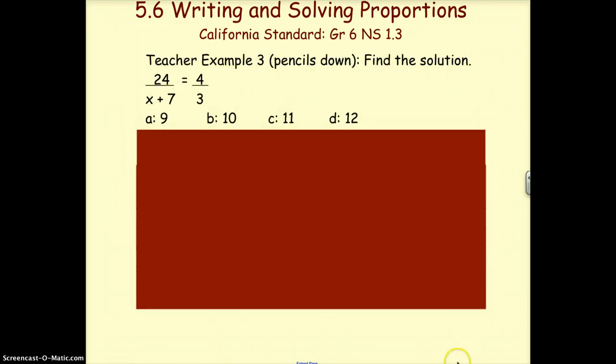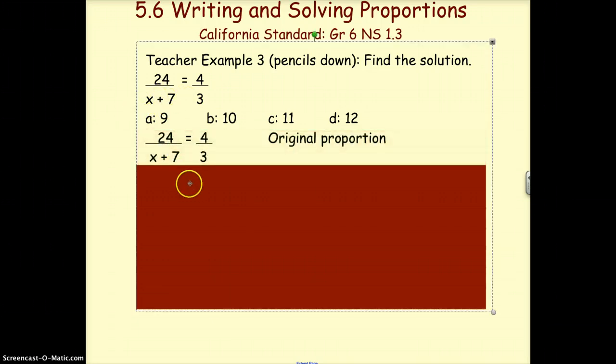Should be pretty easy. Now this is where we're getting a little bit more difficult, because in here, notice in the denominator, I have an x plus 7, not just one number. Okay, so when I cross multiply, I'm multiplying 4 by x and the 7. I'm distributing the 4 to both of them. So we'll take a look at that here.